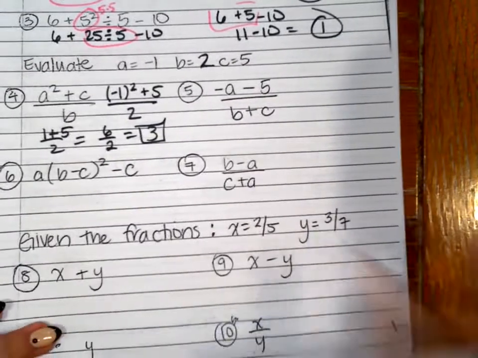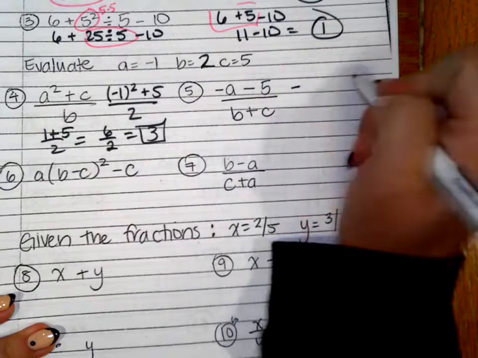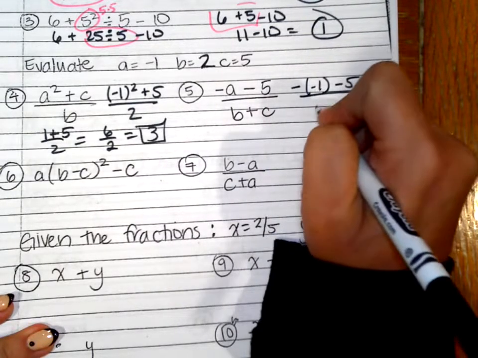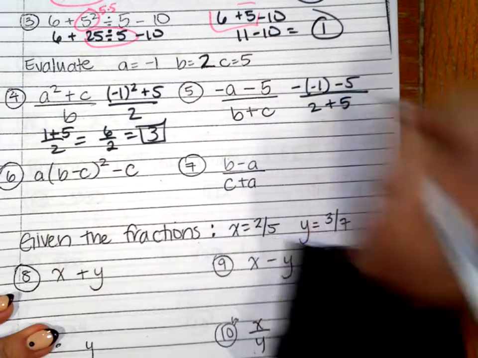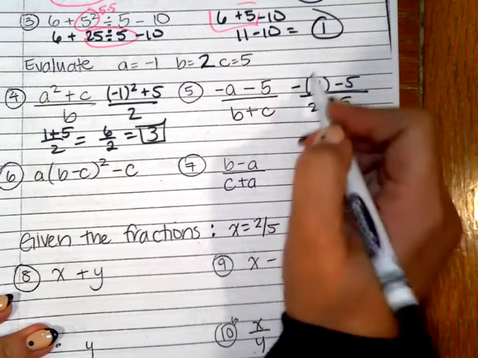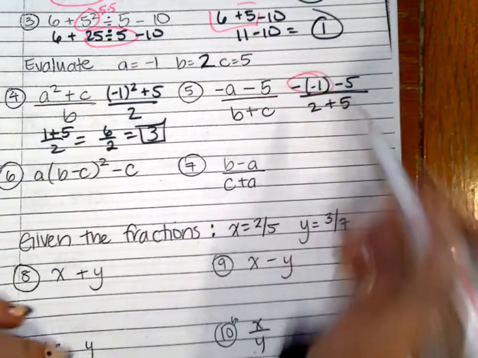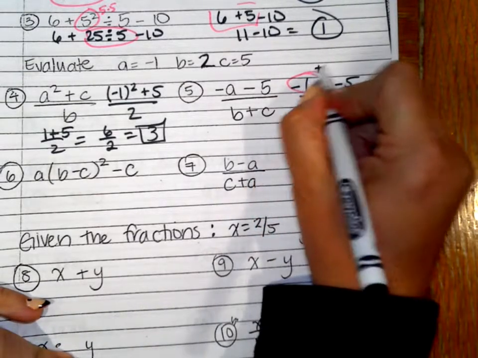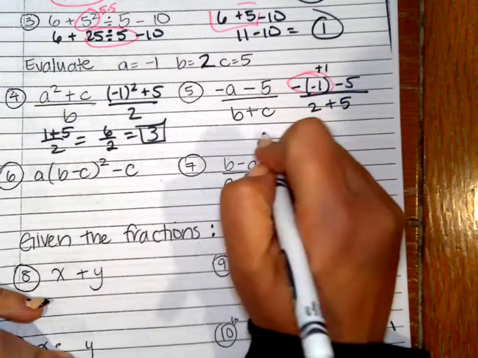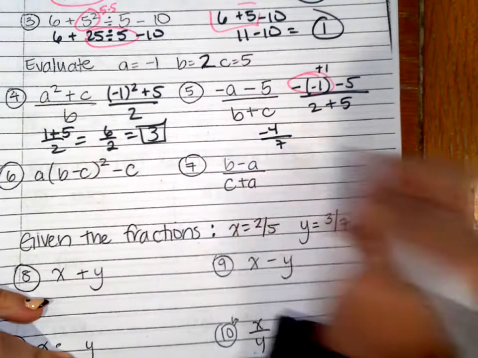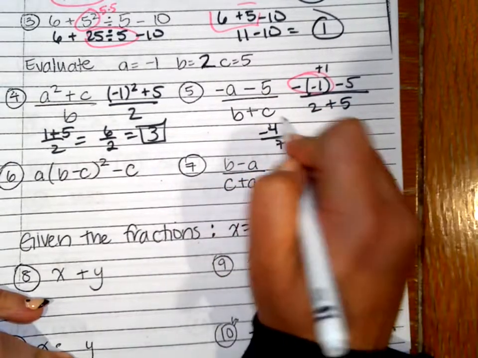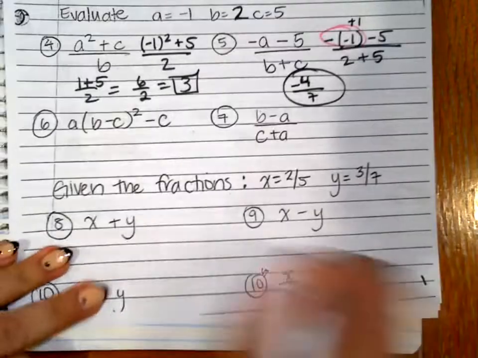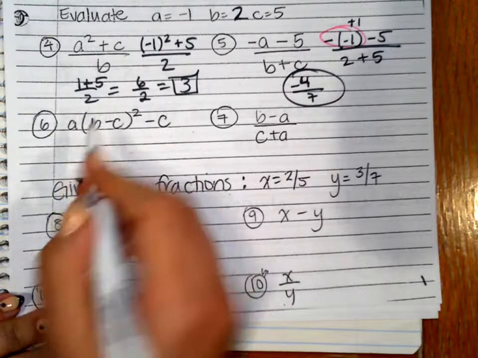Plug it in here. I have minus a negative 1 minus 5 all over 2 plus 5. This guy right here, the minus minus becomes a positive. So I have positive 1 minus 5, which gives me negative 4 over 7. And that's my answer. You leave it like that. Can't simplify it anymore. A little more complicated here.